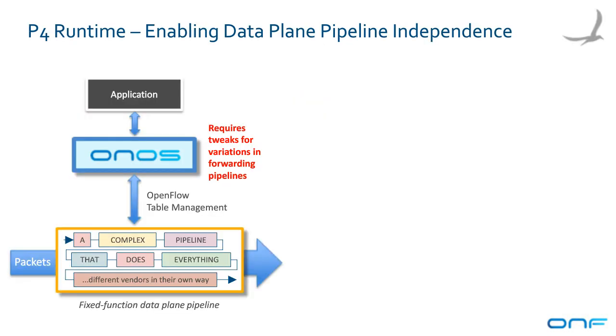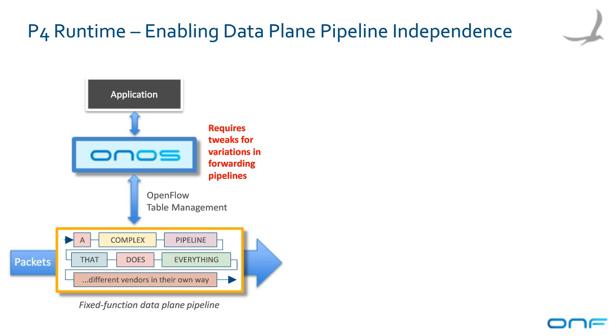So, ONOS running on OpenFlow is shown on the left here. You see ONOS running on top of a fixed function data plane and using OpenFlow to do table management, to control the data plane. But with these fixed function data planes, the ASIC defines the data plane. The data planes, or the pipelines, tend to be quite complex because they're trying to envision every possible scenario that might come up. And every vendor's implementation is different.